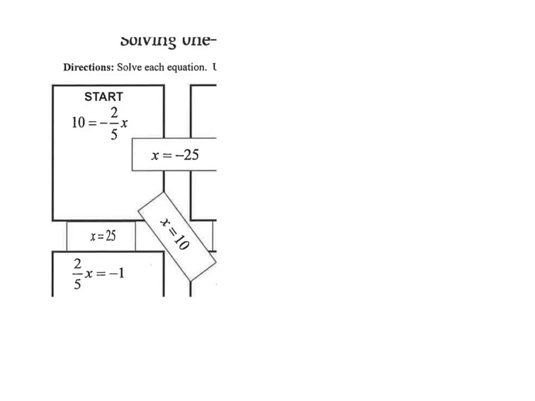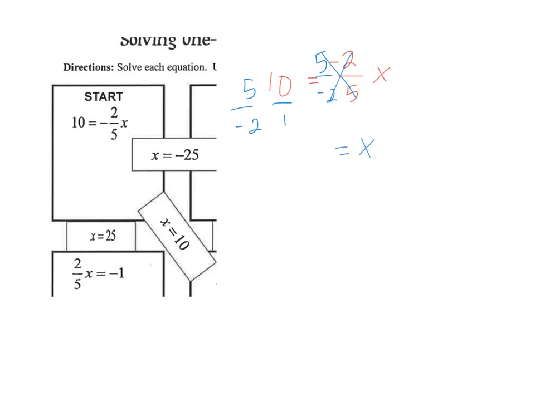And the first one I've got 10 is equal to a negative 2/5. And I'm going to leave that negative up there, x. And I'm going to multiply both sides by the reciprocal. So the reciprocal of negative 2 over 5 is going to be 5 over negative 2. And I'm going to do that to both sides. I have to remember to turn that 10 into a fraction. So 5 over negative 2 times negative 2 over 5, that equals 1. 1 times x is just x.